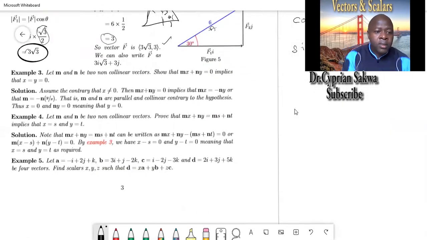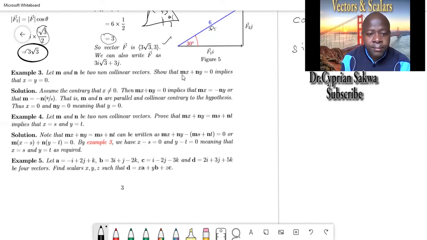So in this example, we're supposed to prove something. The question is, let m and n be two non-collinear vectors. You remember collinear vectors? These are vectors that are parallel and have a common point, or they are on the same straight line. So let m and n be two non-collinear vectors.